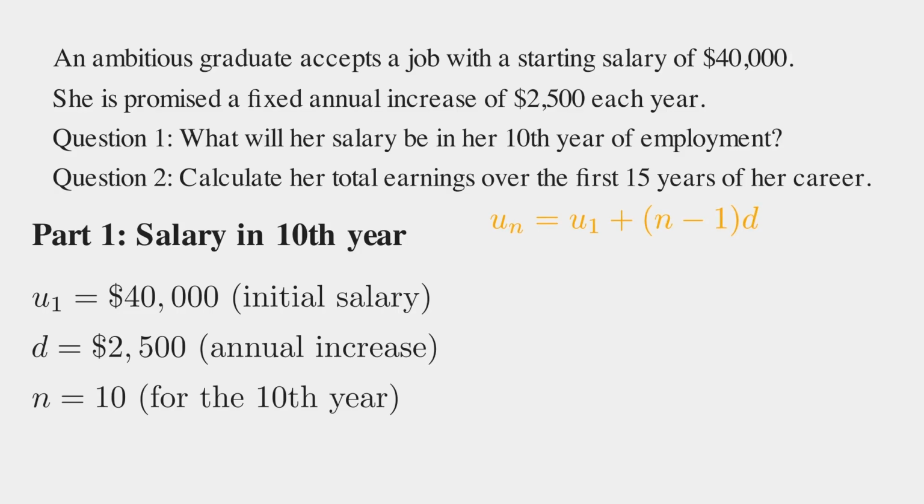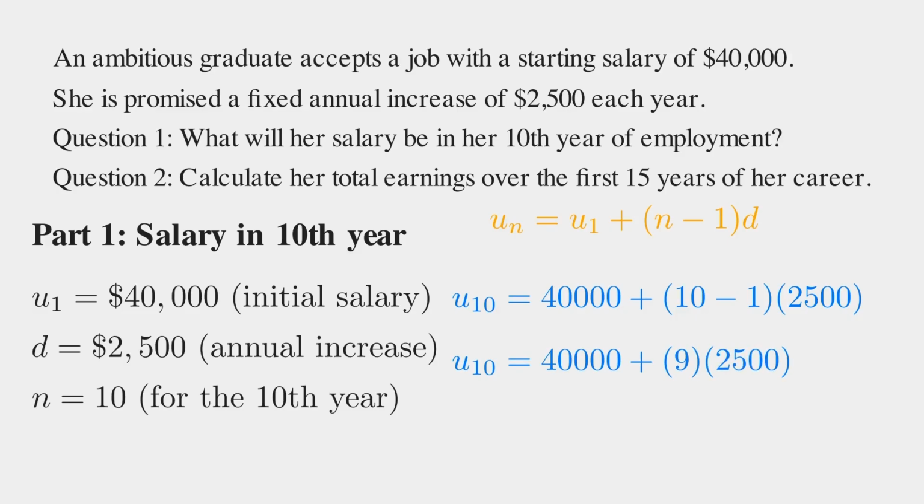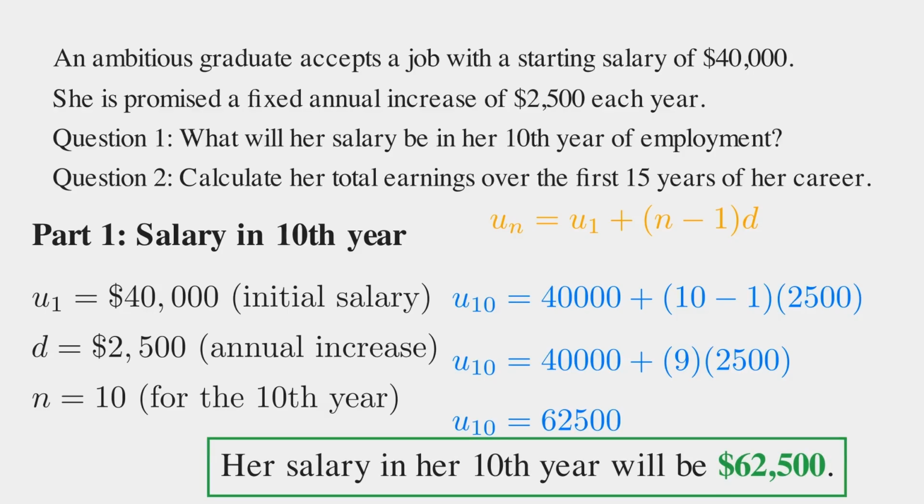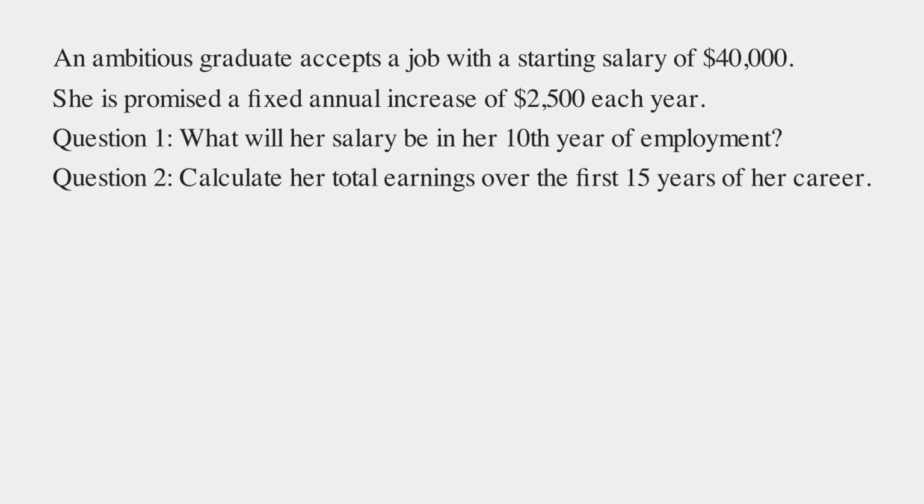The formula in this case is u_n equals u_1 plus n minus 1 times d. We replace our values in this formula, so we get u_10 equals 40,000 plus 10 minus 1 times 2,500. After evaluating this expression, we find that u_10 is $62,500. Therefore, her salary in her 10th year of employment will be $62,500. Now, moving on to question 2, we need to calculate her total earnings over the first 15 years of her career.